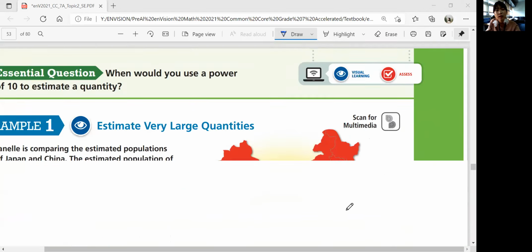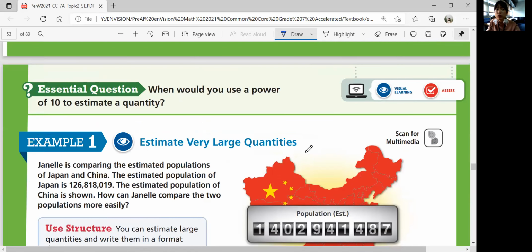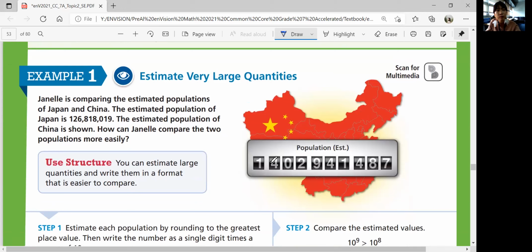All right, let's look at the next page. When would you use the power of 10 to estimate a quantity? Let's think about that as we look at our lesson today. Example 1, estimate very large quantities. Okay, what if we have a really big number? How can we use estimation to solve some problems?